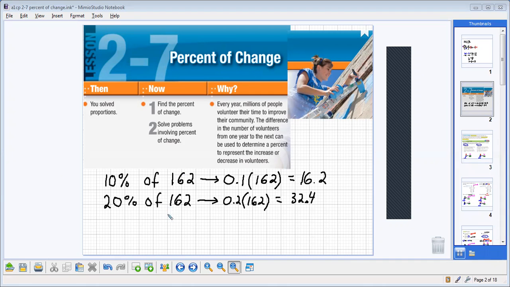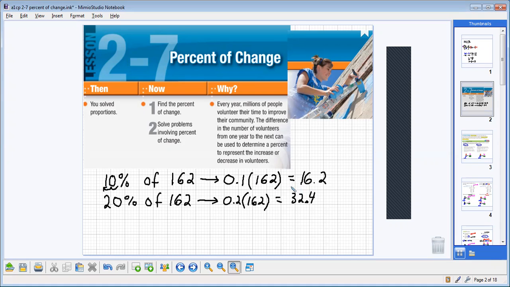First thing that I want to start out with here, just looking at what percent is. If you can make statements like 10% of 162 is, and then what would that mean that we need to do? We need to convert the percent to a decimal, move the decimal place 2 to the left, and then multiply that decimal by 162. So that's how we would do it on a calculator.